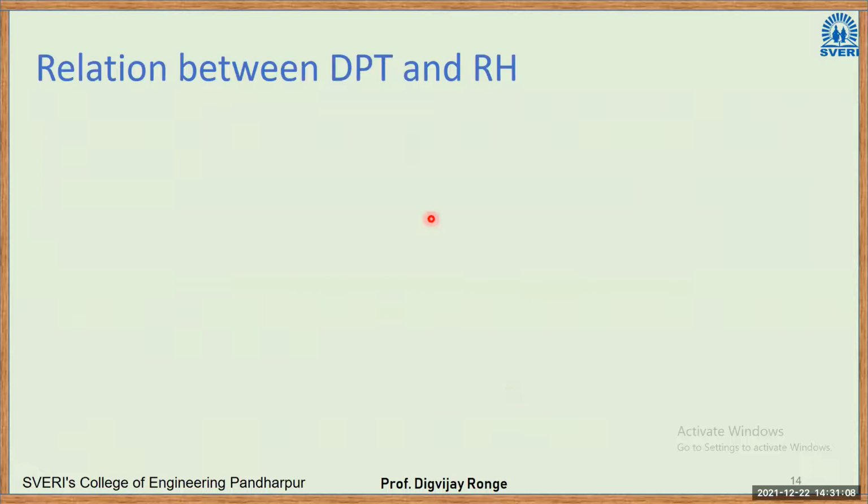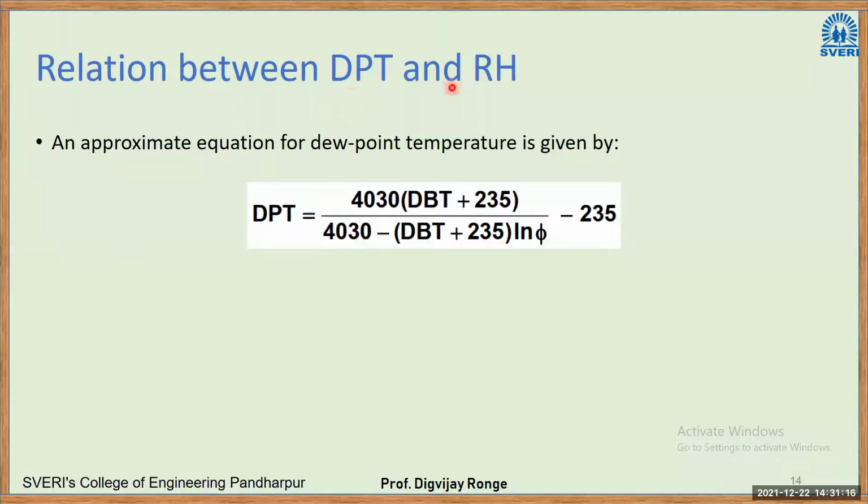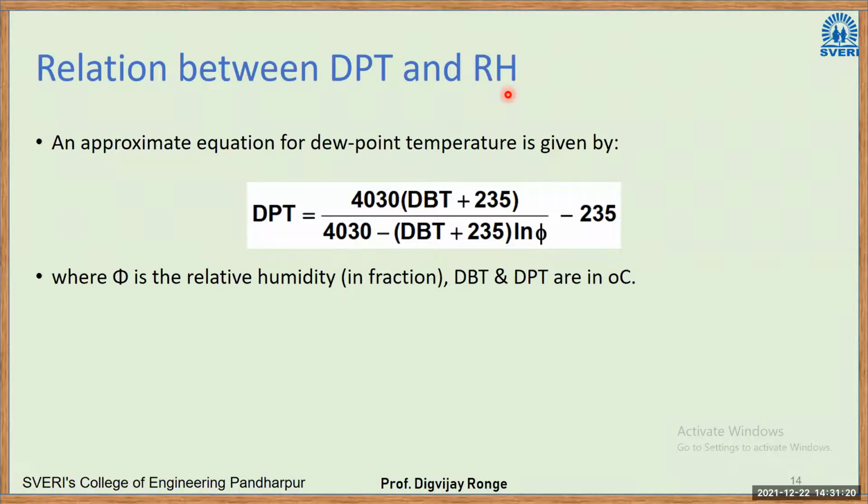Then we have seen the relation between dew point temperature and relative humidity. Dew point temperature is again the saturation temperature. So there is a relation between DPT and RH. Relative humidity is expressed as a percentage. When it reaches 100%, that means air has become saturated. In other words, we can say DBT is equal to WBT. Once again, I will explain what I'm saying here.